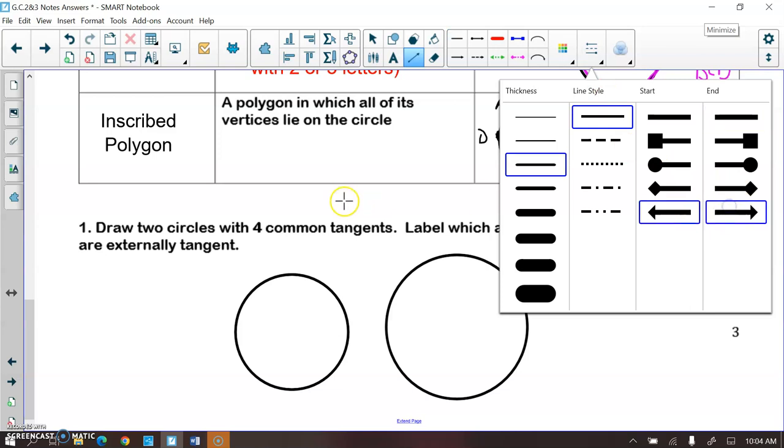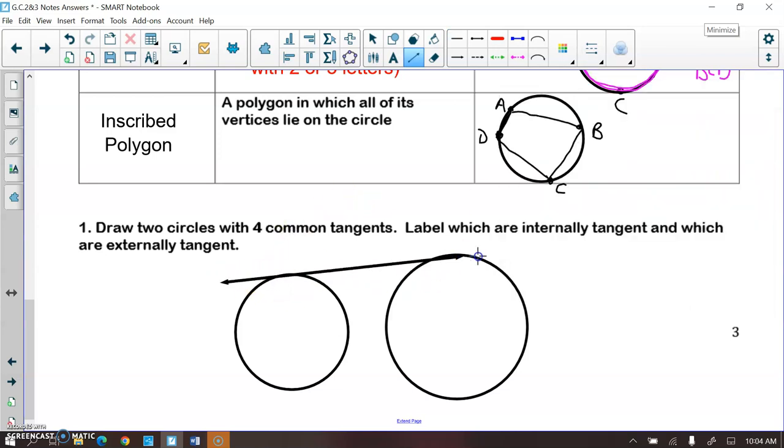That would look something like this. It intersects my smaller circle at this point and my larger circle at this point. And this is an external tangent because it is on the outside of the 2 circles.